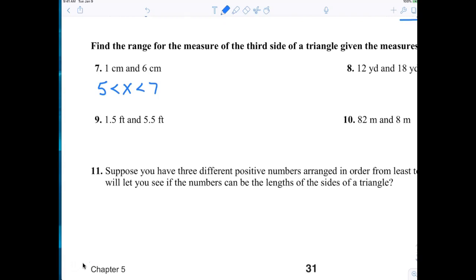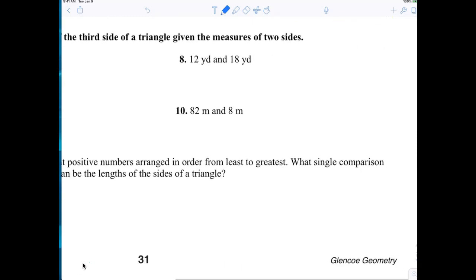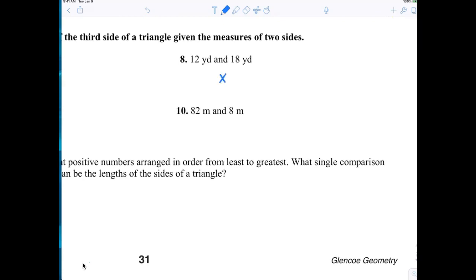Why 7? Greater than the difference and less than the sum. Greater than the difference, less than the sum. So for number 8, x, or the third side, is going to be less than 30, and it's going to be greater than 6. Told you, very simple. How do you get 6 again? 18 minus 12. Less than the sum, greater than the difference.